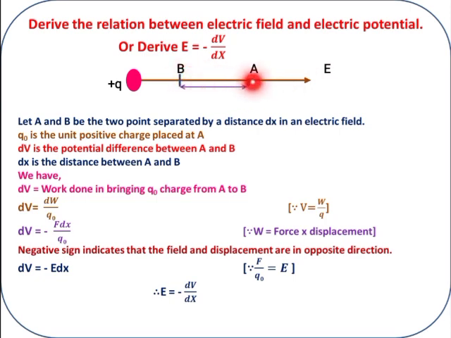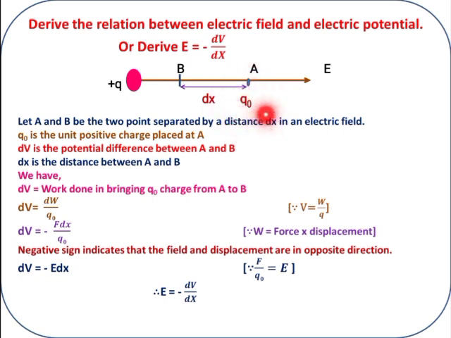A and B are 2 points. Let A and B be 2 points separated by distance dx, in an electric field, and these are all imaginary, we are assuming. A and B are 2 points located on the electric field line. Q naught is a unit positive charge placed at A. Q naught is a positive charge which has very negligible magnitude.